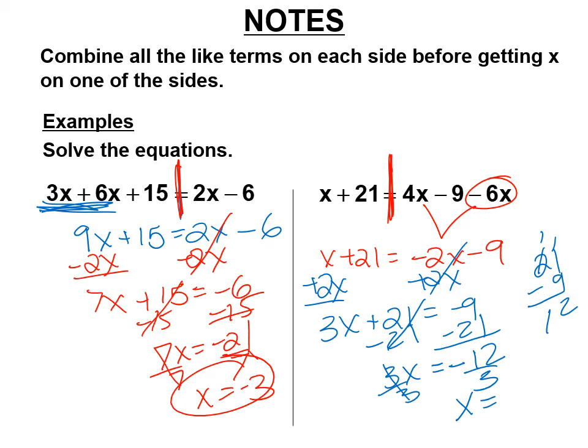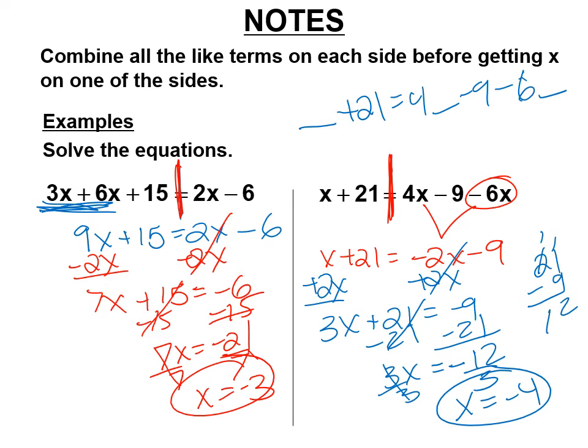And so the only number x could be in both, right? It has to be the same in all 3 locations, right? If you had blank plus 21 equals 4 times blank minus 9 minus 6 times blank, there's only one number that could go in there and make all of that work out. And that number is -4. And if you do all that math, it should come out that the 2 sides of the equation are equivalent or equal.